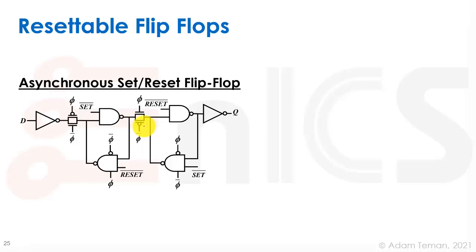Of course, if we only need a resettable flip-flop, that means we can only reset it to the state 0, or if we only need a settable flip-flop, which means we can only set it to the state 1, then we don't actually need both of these signals, and we can reduce a few transistors inside.